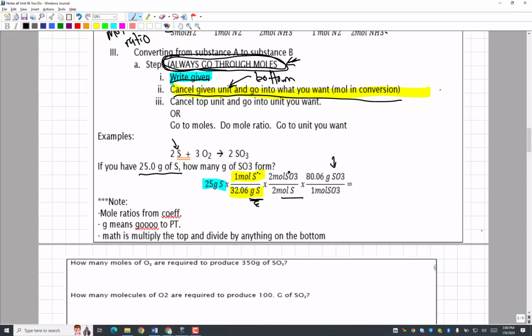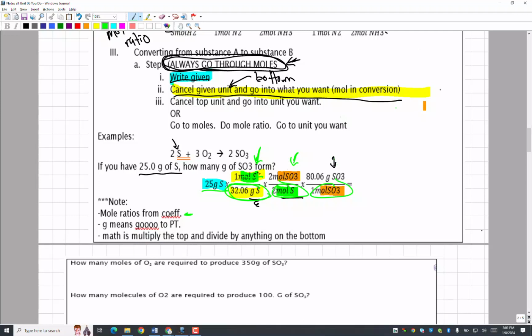I need moles of SO3 first. So hopefully you can see that this unit cancels here. And then I'm going to do it again, that this unit cancels here. So again, given unit you don't want, put on the bottom, go to moles. Cancel unit, go to moles. Cancel unit, go to your final answer, okay?